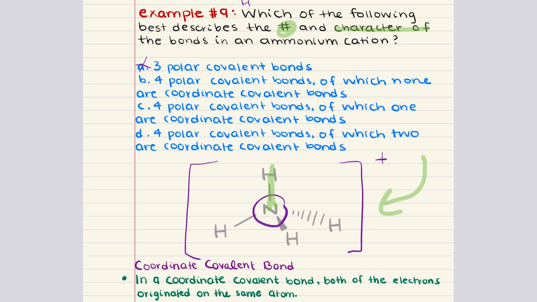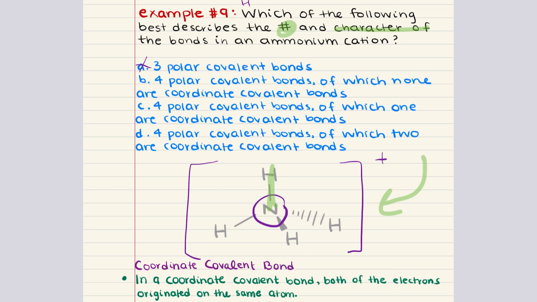B says 4 polar covalent bonds, of which none are coordinate covalent bonds. Now, this choice does correctly identify the number of bonds as 4 and that they're polar, but it incorrectly states that none are coordinate covalent bonds. That's not true. In the ammonium cation, one of the bonds is indeed a coordinate covalent bond.